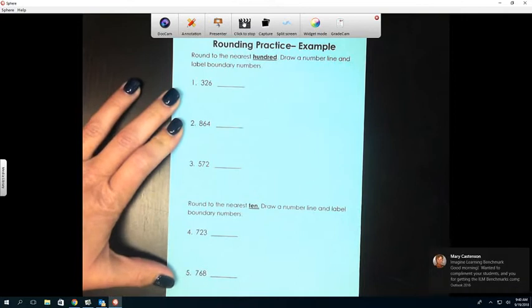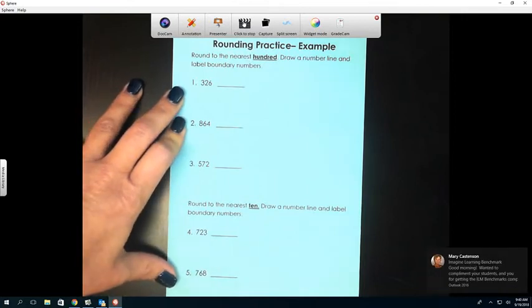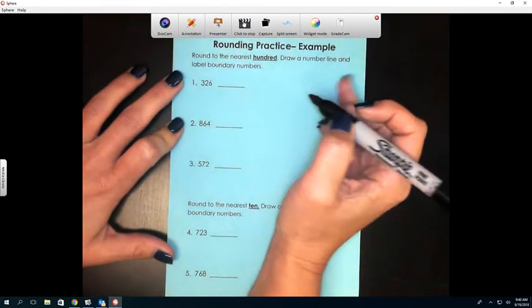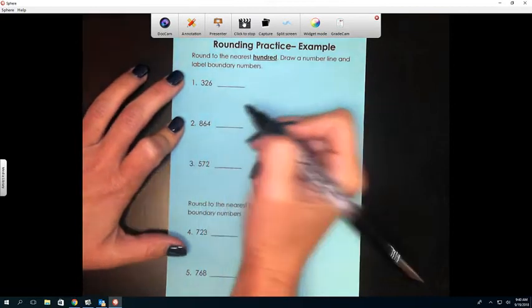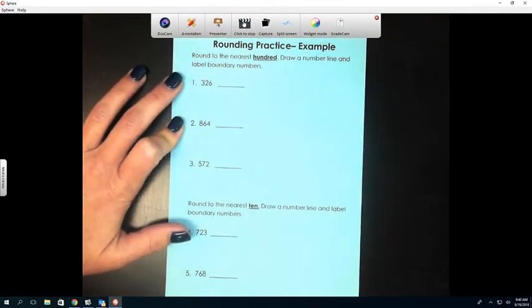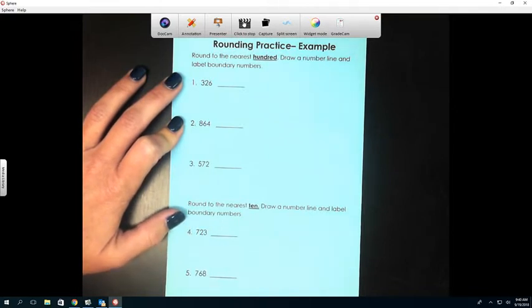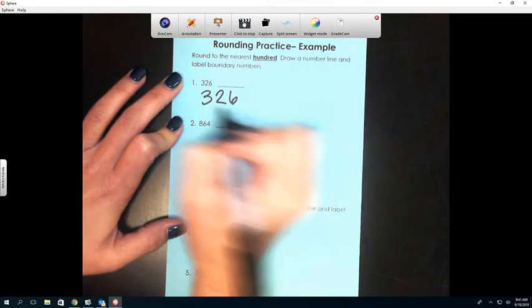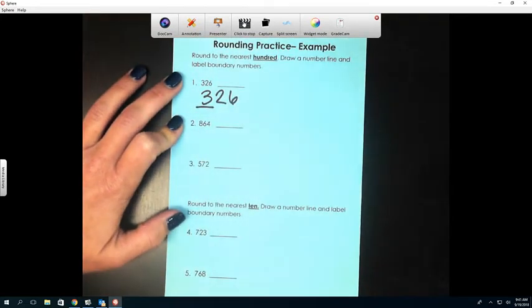Okay, so the directions say, round to the nearest hundred, draw a number line, and label boundary numbers. So, this number is 326. I am rounding to the hundreds place. Someone raise your hand and tell me what's my first step to do. If I'm rounding to the hundreds, what do I need to do? You need to underline the 3 and look next door. Okay, so I'm going to write a little larger because Miss Brewer likes to write big. I'm going to underline the 3 because that's the place value that we are rounding to, 300. So the 3. Okay, and then she said I need to look next door.